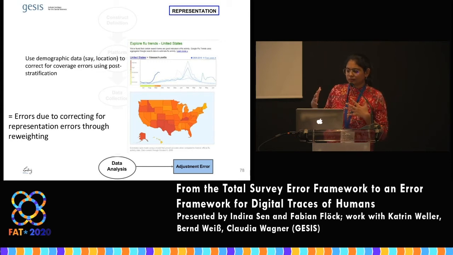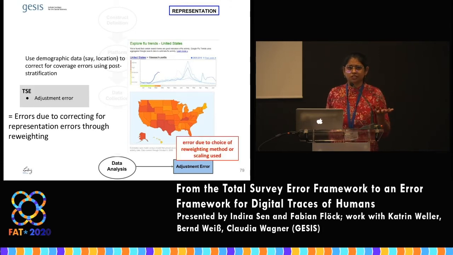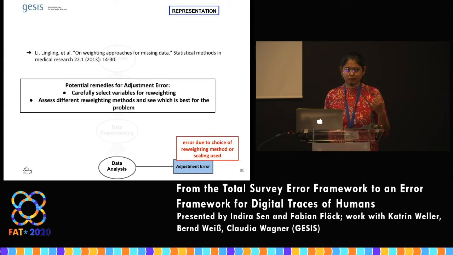But since this work with digital traces is kind of new, we still haven't explored that yet. So we don't know which scenarios are actually ideal for which kind of weighting method. And this has a very clear counterpart with the TSE, that's the adjustment error. Potential remedies here could be to learn from survey research, look at some of the literature there about which scenarios have recommendations for which kind of adjustment methods, and look at the variables that we have available and see which combination would give us the least amount of adjustment error.